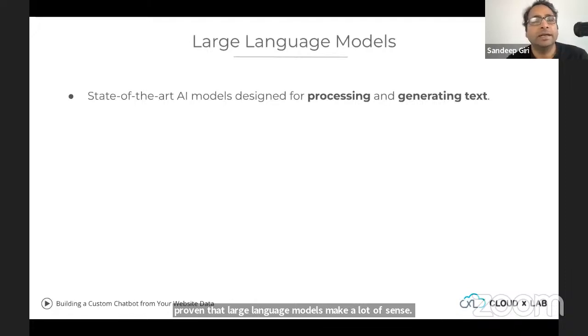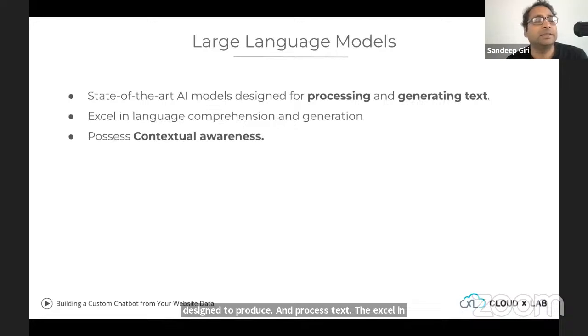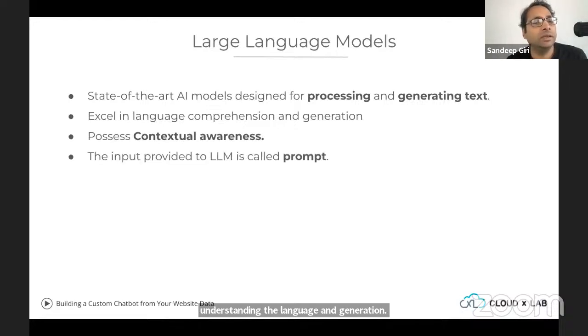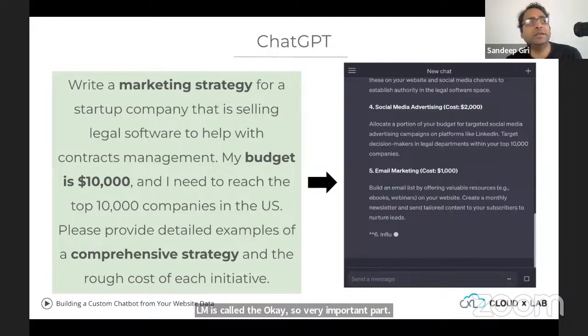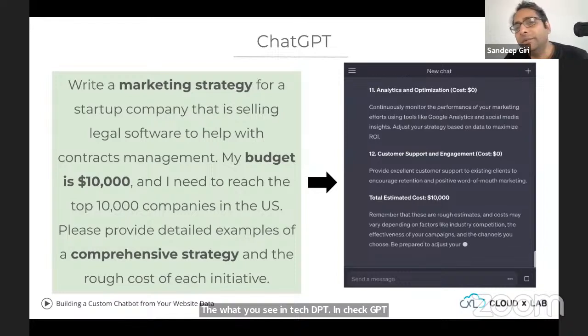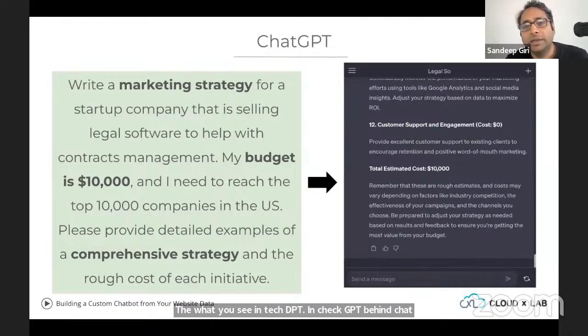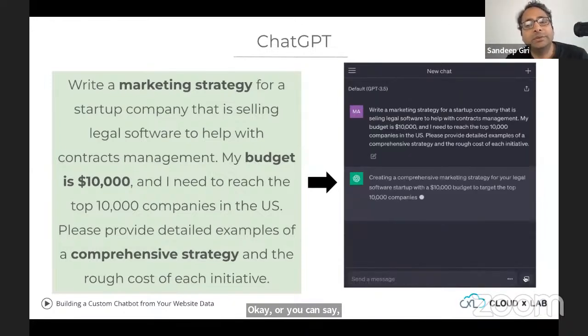They are designed to produce and process text. They excel in understanding language and generation. It possesses contextual awareness. The input provided to an LLM is called a prompt. Very important part: what you see in ChatGPT, behind it is a large language model. Or you can say ChatGPT is one of the large language models. It takes the text, it produces the answer.